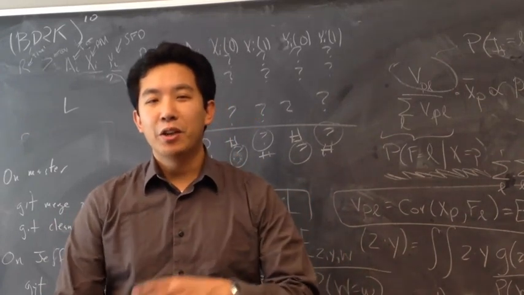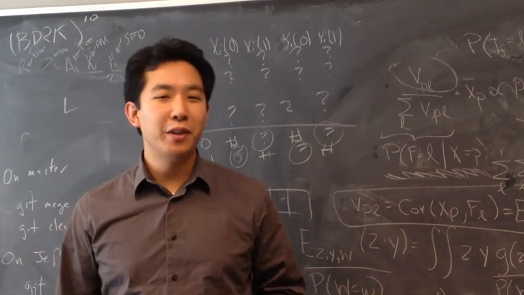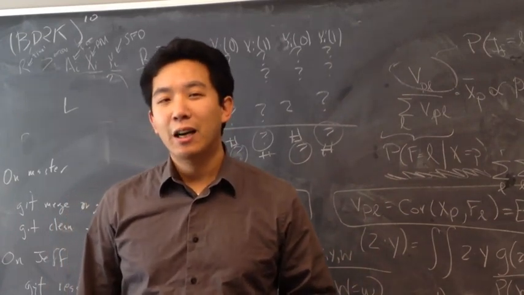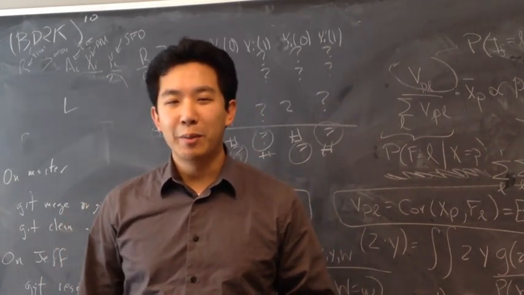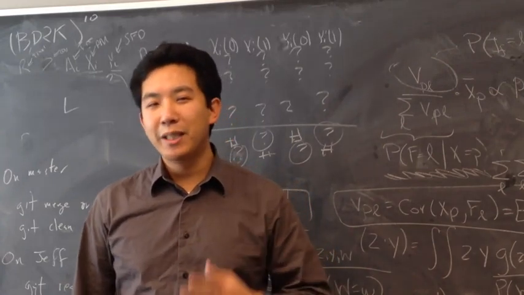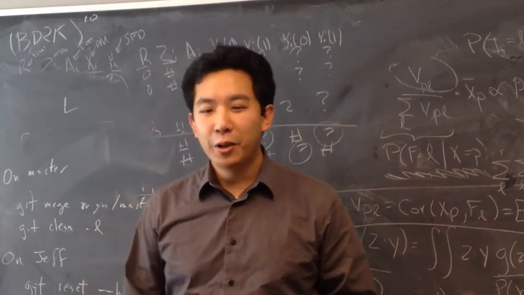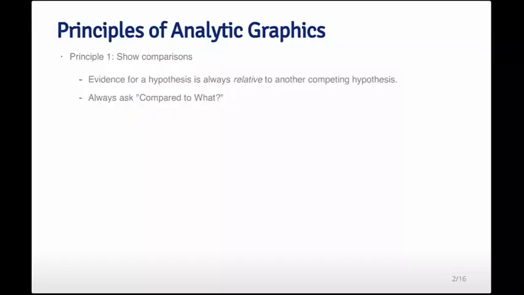So I've kind of cribbed these rules from a book by Edward Tufte, and I'll give the reference at the end of the lecture. This is from his book Beautiful Evidence, where he goes through a number of principles. And so I'm going to talk through some of these ideas and show them in context. So the first principle that Tufte talks about is to show comparisons.